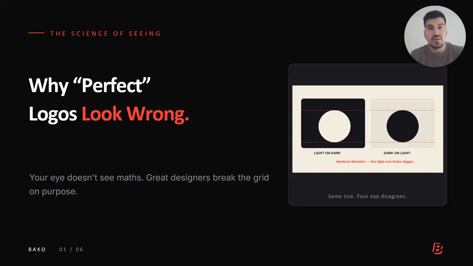Why does a perfect logo sometimes look wrong? In this video, we'll be looking at shapes, the interactions of shapes, and how sometimes mathematically it wouldn't make sense visually. And in this video, we'll be going through a few examples where you need to do these by eye to make sure that visually it looks balanced. So let's get into it.